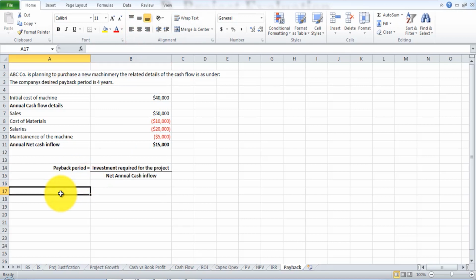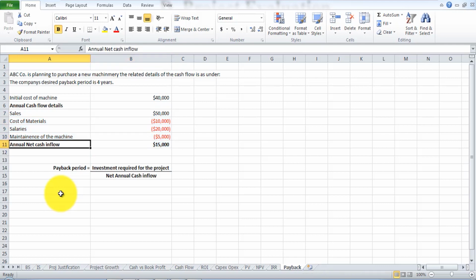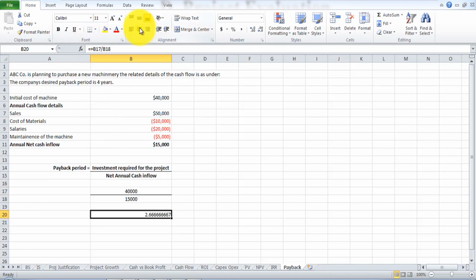So over here, first we need to compute the net annual cash inflow. That is step one, which is covered in the question itself. Ideally, we framed it in the question itself, or else you need to compute it. That's pretty straightforward, as you have seen already. So here we have the net annual cash inflow of $15,000. Investment required for the project as $40,000. So here we have $40,000 divided by $15,000 equals to how much? 2.67. Ideally 2.7 years.